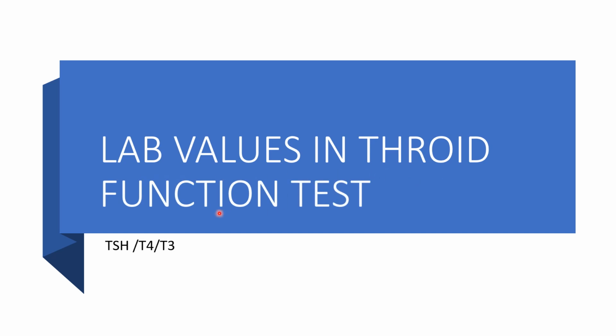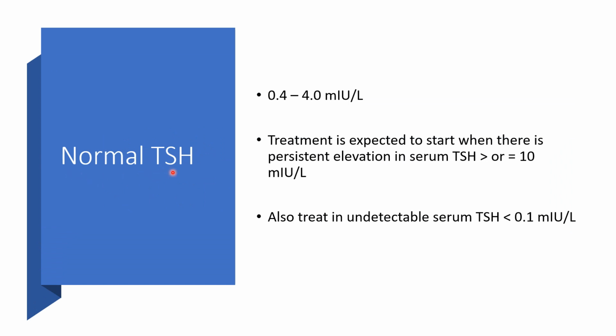Okay, the lab values in thyroid function test. All that will be examined are thyroid stimulating hormone, T4, T3. Now, the normal value of TSH. We want to go through the normal values before we start comparing and contrasting, okay? For TSH, the normal value is between 0.4 and 4.0 milli international units per liter. Treatment is expected to start when there is persistent elevation in serum thyroid-stimulating hormone greater than or equal to 10 milli international units per liter. We will also treat an undetectable serum thyroid-stimulating hormone, less than 0.1 milli international units per liter.